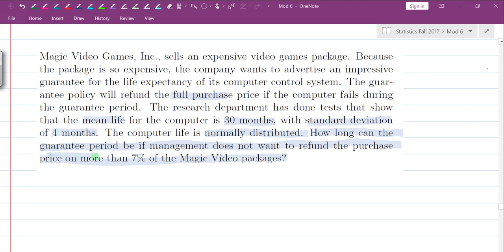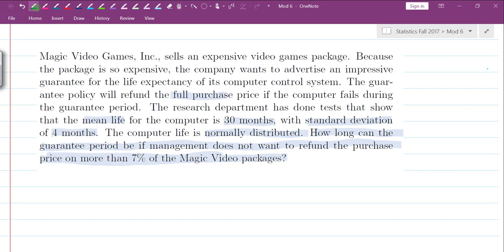Okay, so management has said, I don't want to have to offer a refund more than 7% total, period. Find me that number, and then that's how we're going to determine what our warranty is going to be. So let's draw a really nice picture that represents what's going on here.